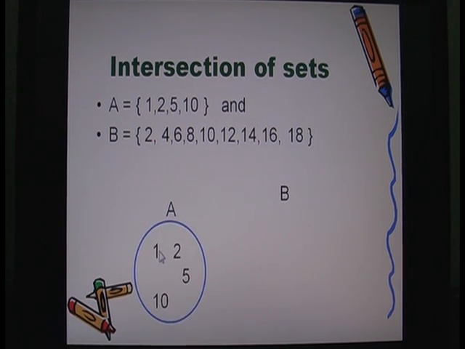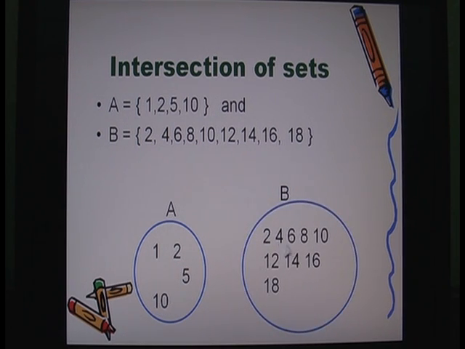So we have A here having 1, 2, 5, and 10. And set B has 2, 4, 6, 8, 10, 12, 14, 16, and 18. So let's look into both sets now and see what is common. So 2 here and 2 there. So we have 2 in set A, 2 in set B. So we realize that A and B intersect because they share both what? 2. So 2 is in both sets.